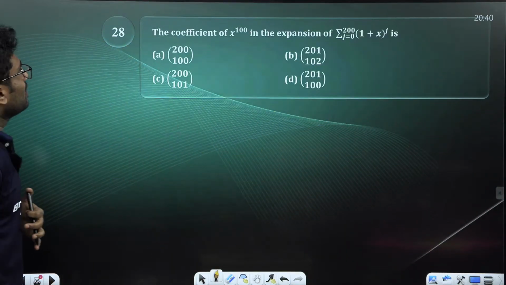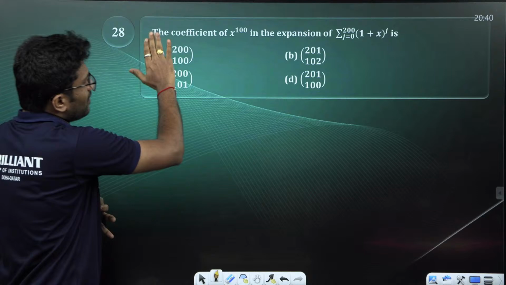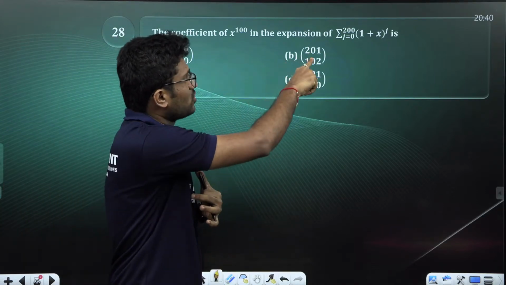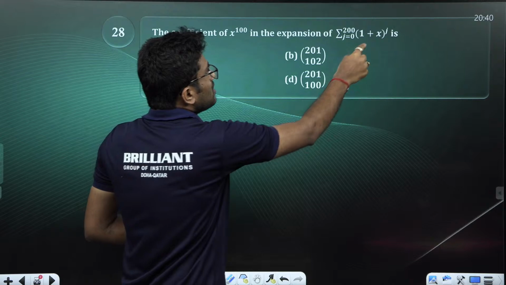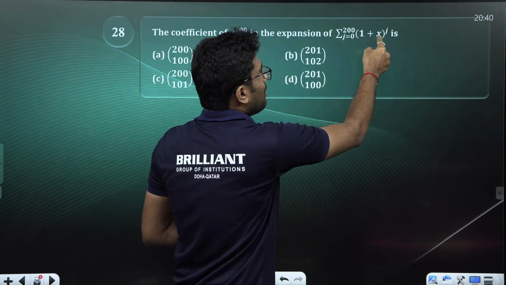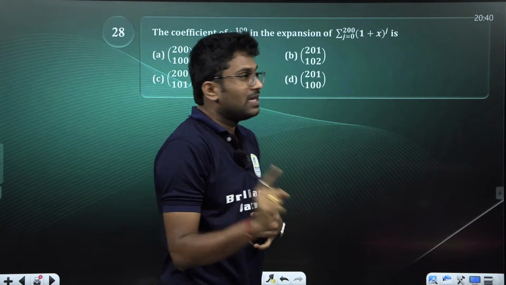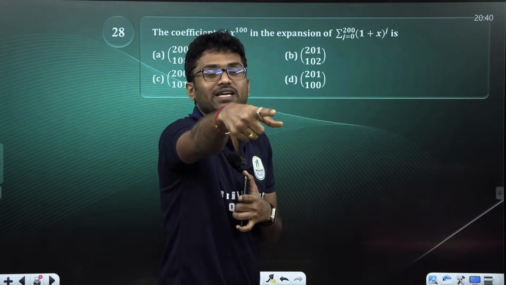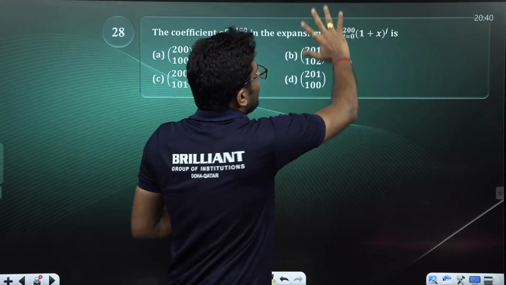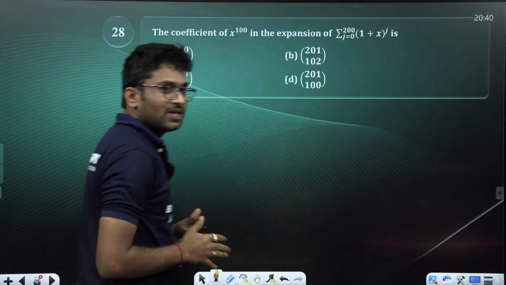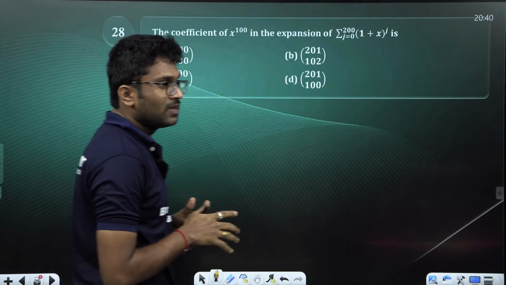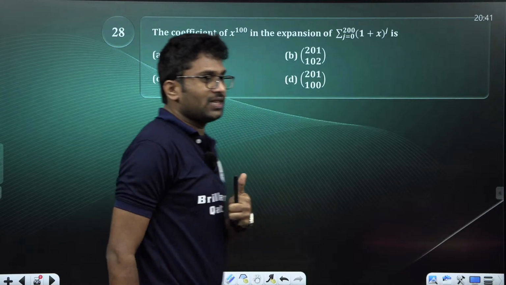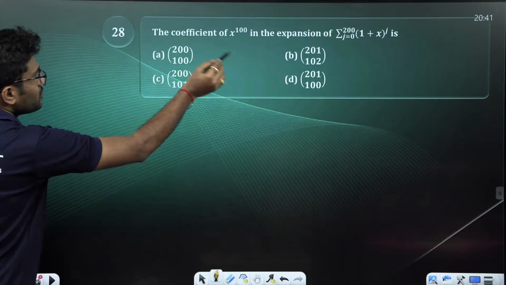Next, going with question number 28. This is another very important question that we have. The coefficient of x raised to 100 in the expansion of so and so. Generally, see guys, this is not 1 plus x whole power 200. Here, as we give values for j, accordingly it expands. Now let's try to expand this summation.